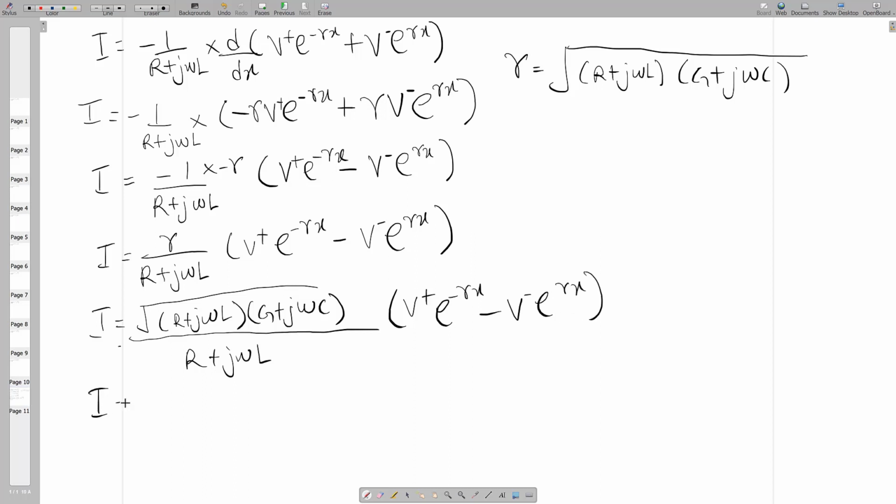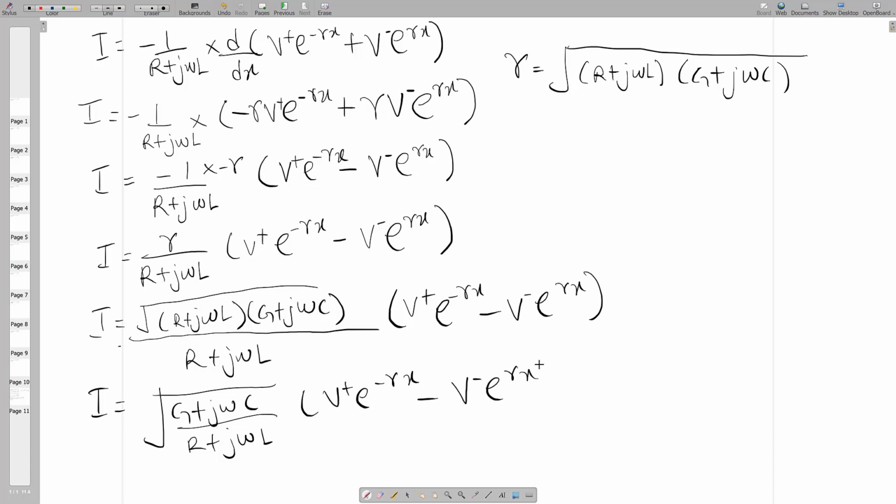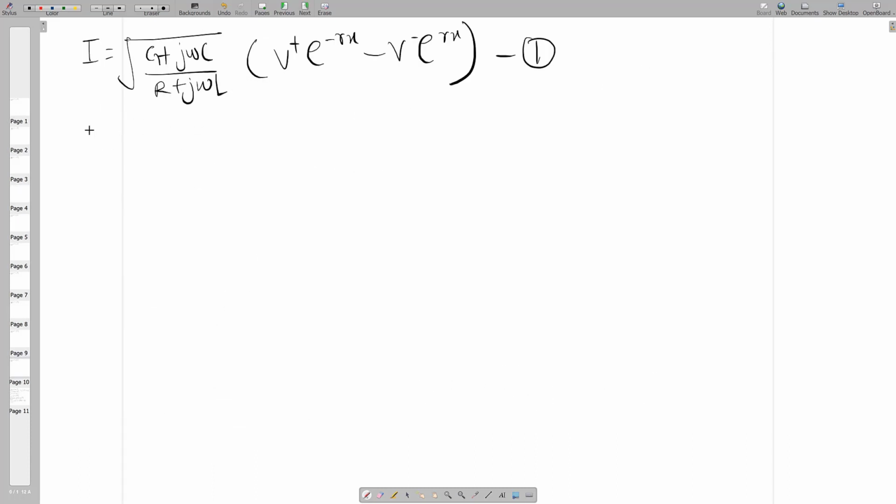And from here we know that r plus j omega l will cancel out 1 over here, so we're going to have root of (g plus j omega c) all over (r plus j omega l), by doing the math, times V plus e to the minus gamma x minus V minus e to the positive gamma x. So let's say this is equation 1.